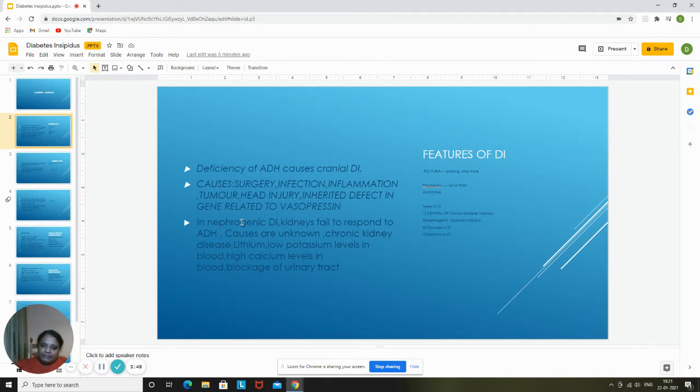In nephrogenic diabetes insipidus, the kidneys fail to respond to antidiuretic hormone. The cause could be, in a few cases, unknown. Other causes of nephrogenic diabetes insipidus are chronic kidney disease, lithium, low potassium levels in the blood, high calcium levels in the blood, and also blockage of the urinary tract.